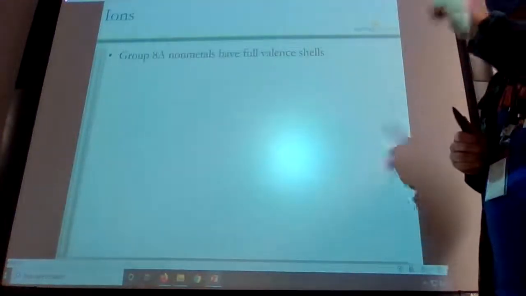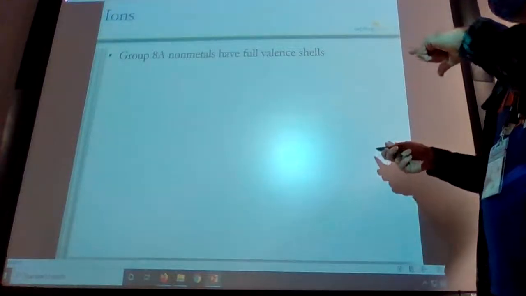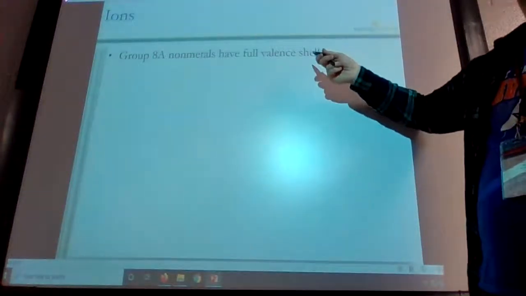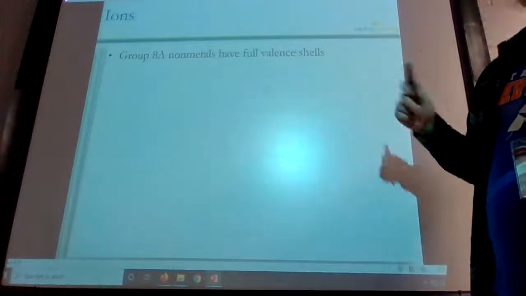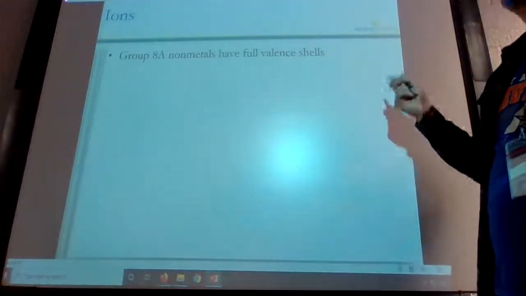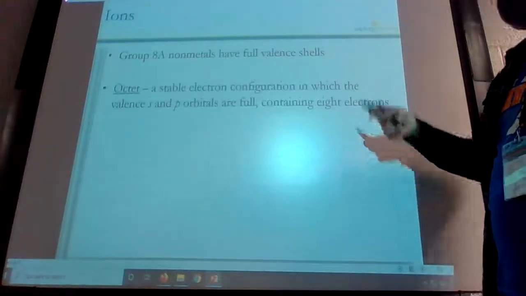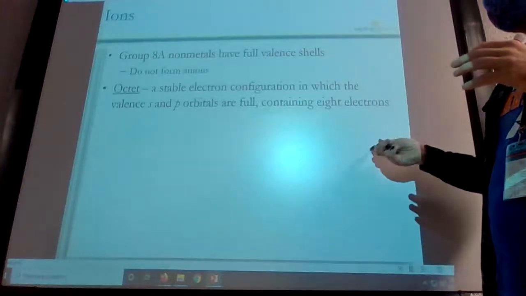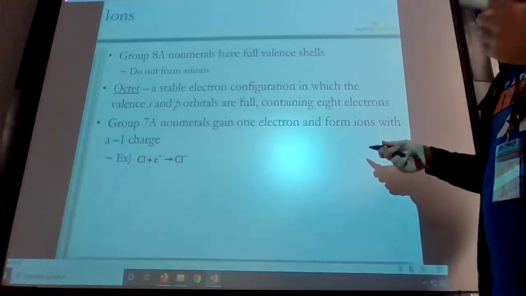Now, group 8A nonmetals have full valence electrons. These are your noble gases. They're not going to do this at all. Noble gases aren't going to lose electrons or gain electrons. They're going to stay just like they are. They have that octet already. So they don't form ions.